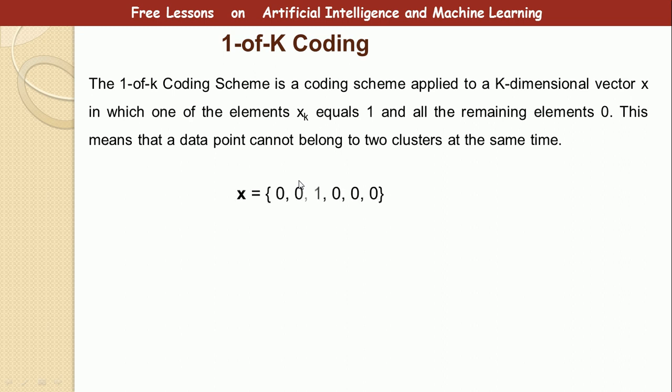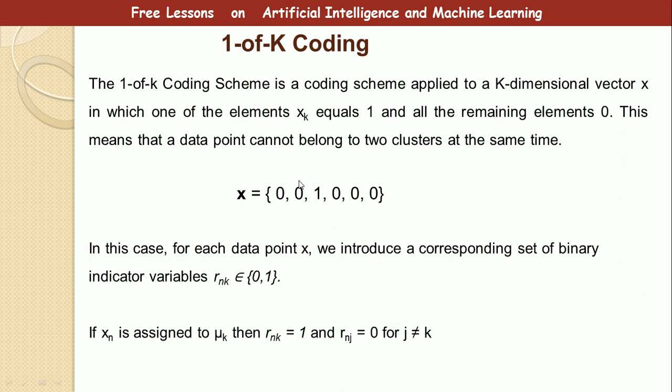So it means that we have something like this: x equal to 0, 0, 1, 0, 0, 0 is an example of the one-of-K coding scheme, where x represents an indicator variable that shows which cluster a particular data point is assigned to. So let's proceed. In this case, for each data point, we must introduce a corresponding set of binary indicator variables r_nk, which is a member of {0, 1}, meaning that r_nk could take a value of 0 or 1.